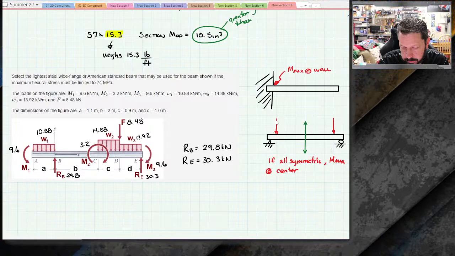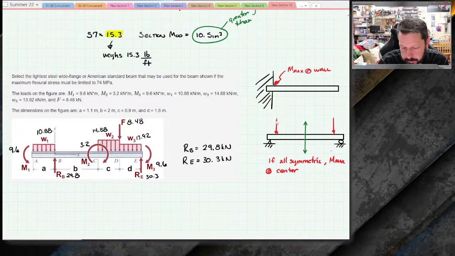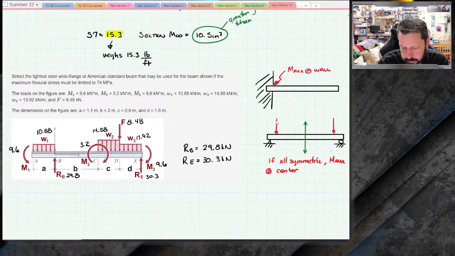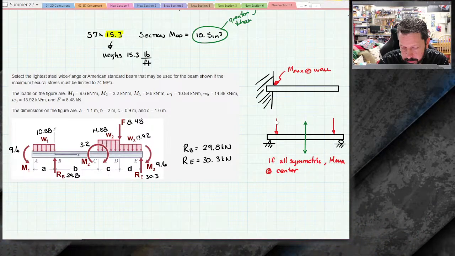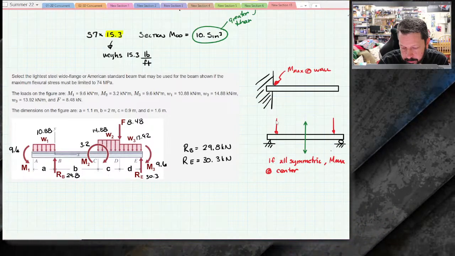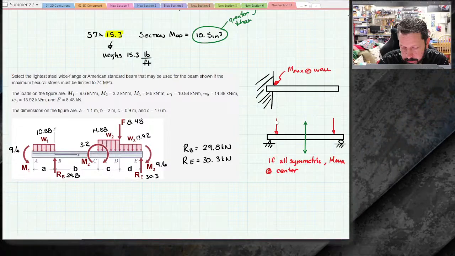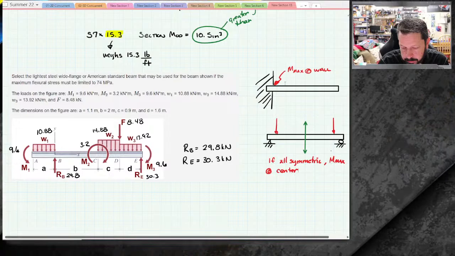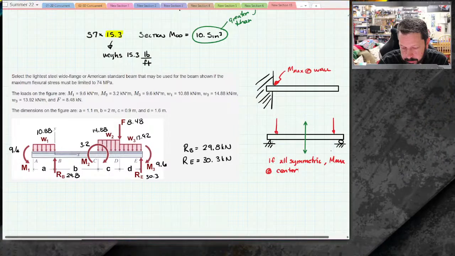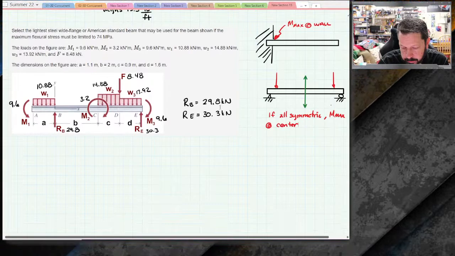So those two scenarios will speed up things if you happen to run into one of those, as far as trying to figure out where the maximum bending moment might be without having to draw the whole diagram. You can draw the diagram and you'll find it that way too. It will just speed things up if you know that. All right, so that's just a little bonus thing.